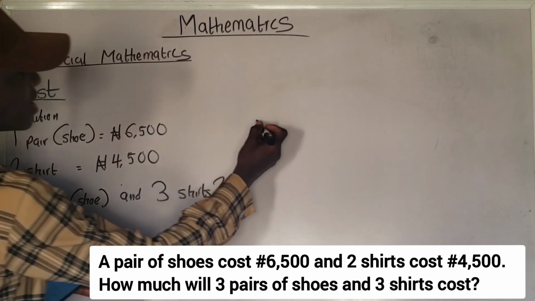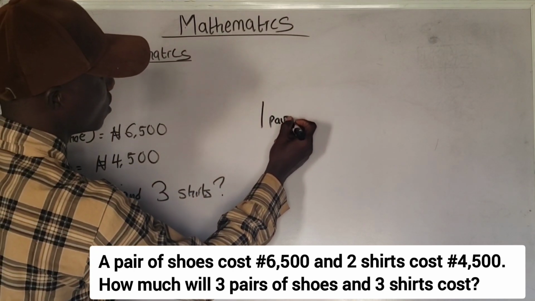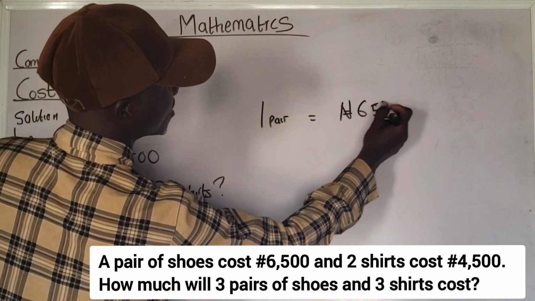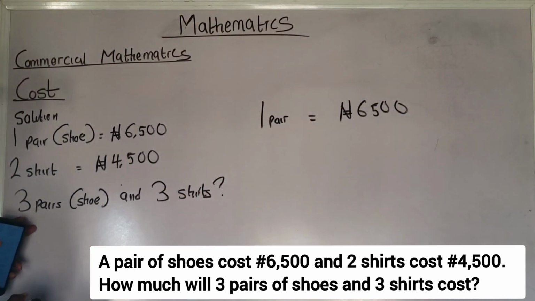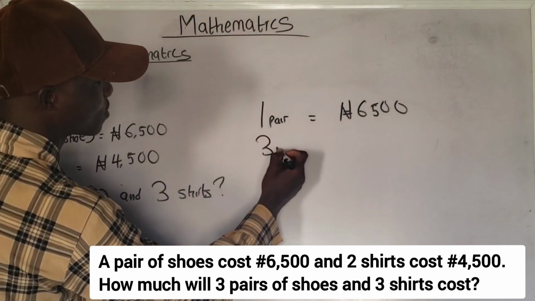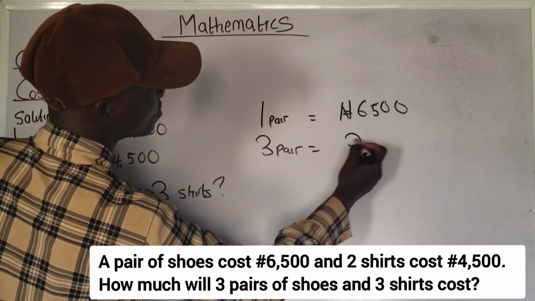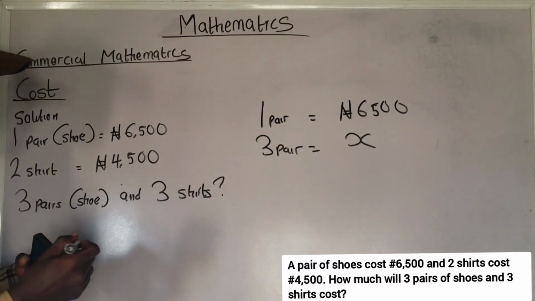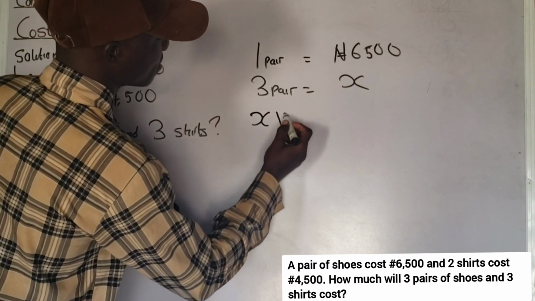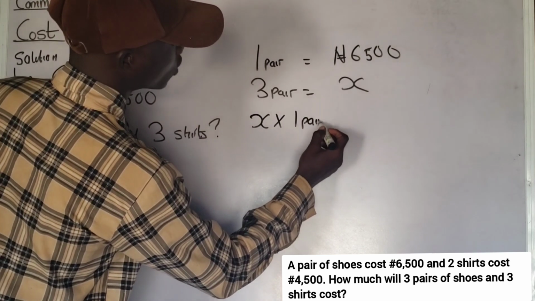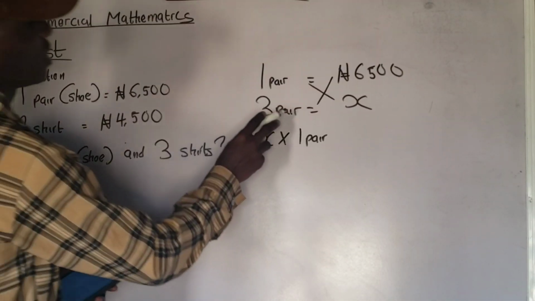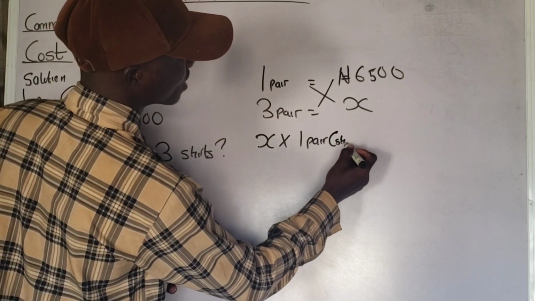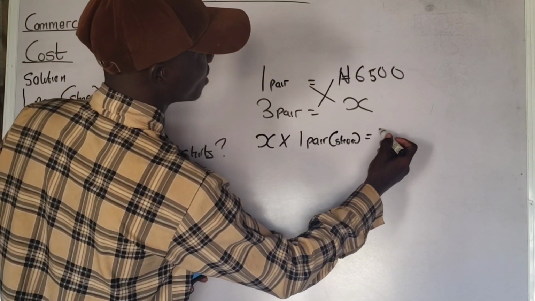Since we know that 1 pair of shoe costs 6,500 naira, then that means that 3 pair, we don't know the amount. 3 pair of shoe will cost, let's put it as x. Do you understand? So we are going to take the cross product. We are going to have x multiplied by 1 pair of shoe is equals to 3 pair.